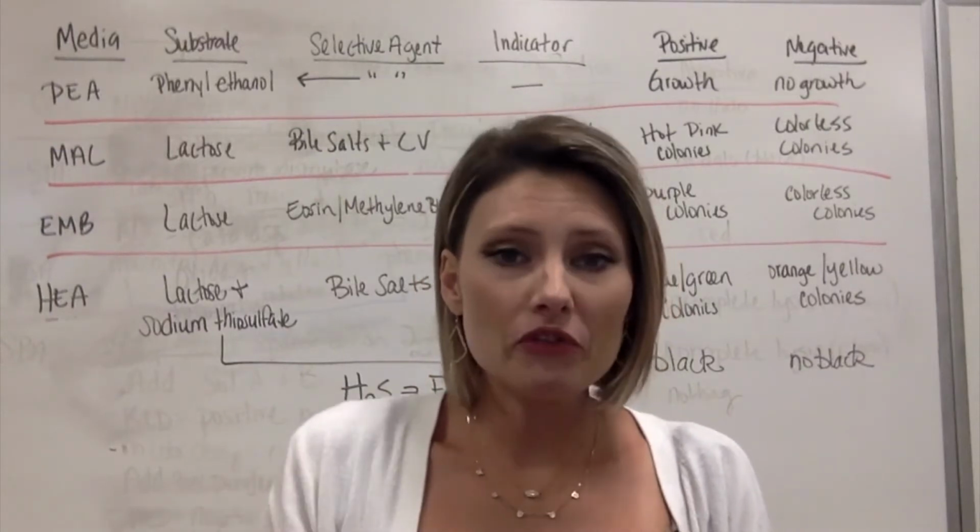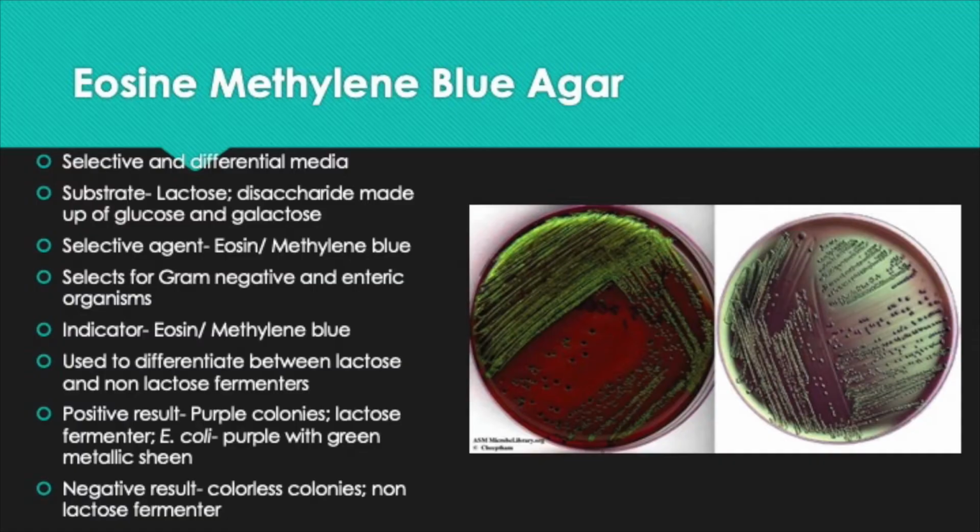Now, moving on, the next media is EMB. EMB stands for eosin methylene blue. And again, for this media, we're looking for specifically E. coli. That's the bacteria that we are interested in. And for EMB, just like MacConkey, the substrate is lactose. We're going to be looking at lactose fermenters versus non-lactose fermenters again.